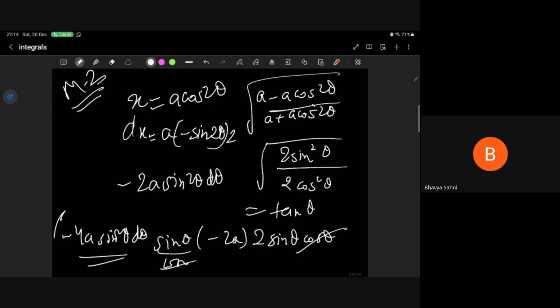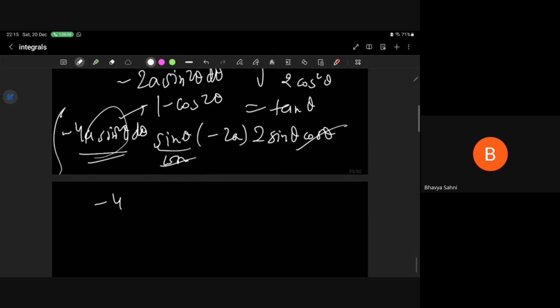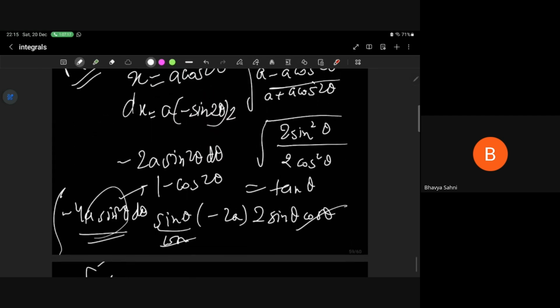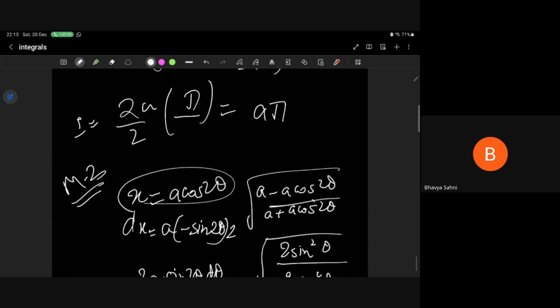Now this could be done, integral of it, right? So we will do the integral of sin square part. We will change it into 1 minus cos 2 theta, right? So it will become minus 4, 1 minus cos 2 theta. And you will just integrate it and put the limits as per the question. We will just change it according to this x and then put the limit.